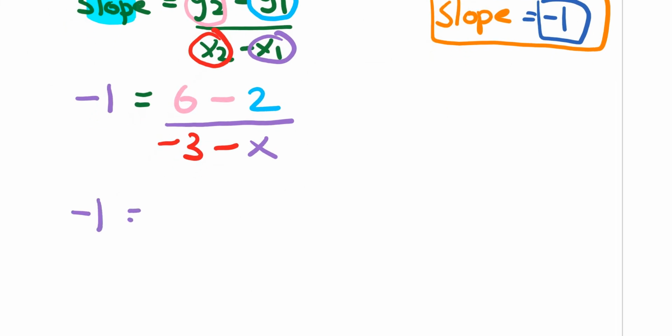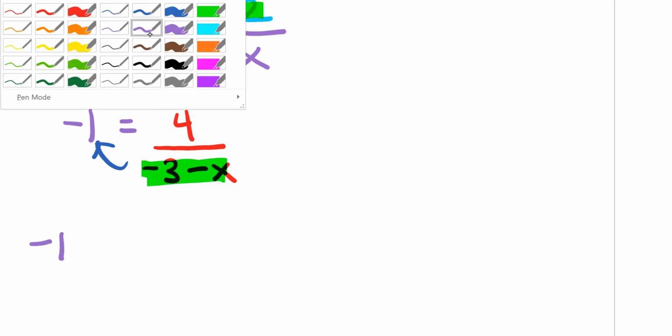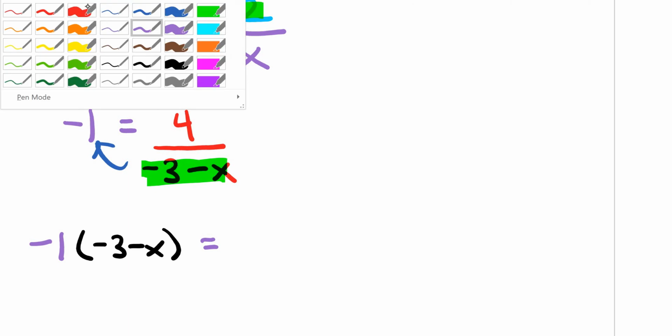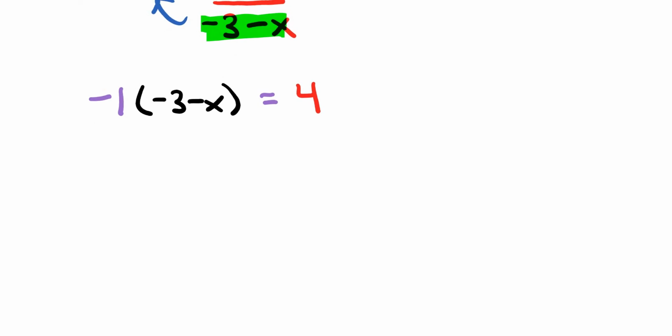So this will be negative 1 equals 2. And what's 6 minus 2? Well, 6 minus 2 is going to be 4, all divided by negative 3 minus x. Okay, that's looking pretty good. And then after that, you want to take the negative 3 minus x and you want to move that to the top left. So the negative 1 remains, but the negative 3 minus x, the part in green there, you want to multiply that with the negative 1. So negative 3 minus x all in brackets, that's how you multiply the binomial by the negative 1. And then we have just a positive 4 on the right hand side there.